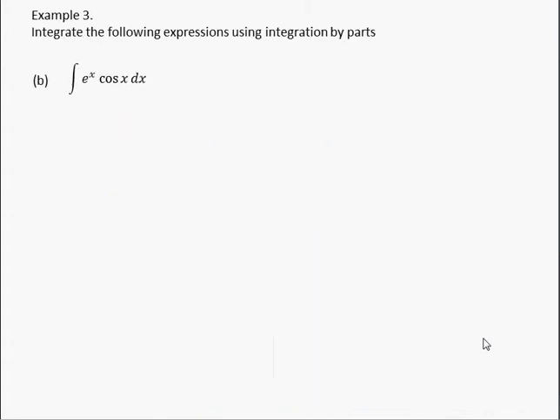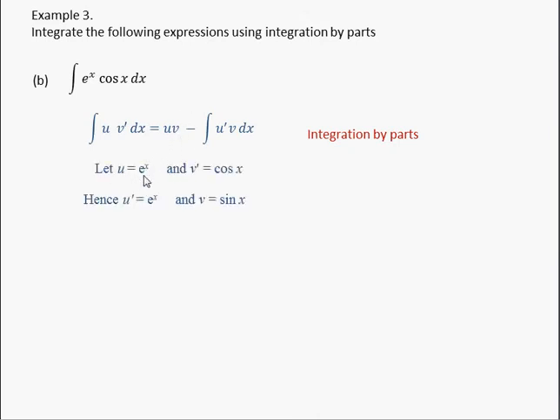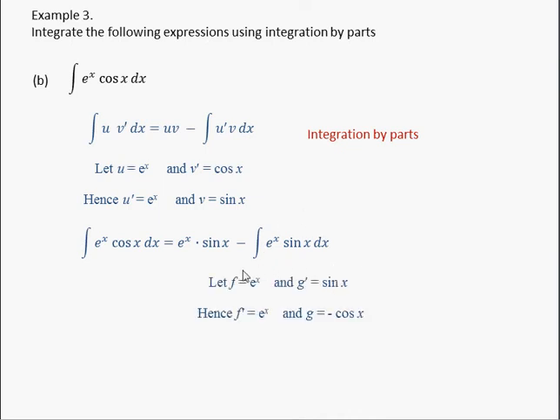Okay, final question. Final question is with e to the x and cos x. Again, integration by parts. I choose my u and v dash, giving my u dash and my v. I substitute it in. Okay, but look, I'm left with another product here that I can't integrate, so I have to do it a second time. So I do this a second time, and then I substitute those values back in for this, using the same formula up here.